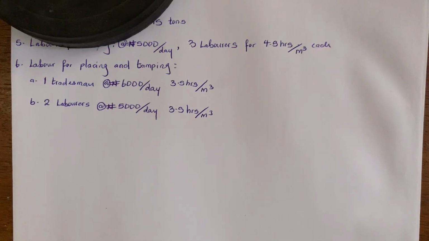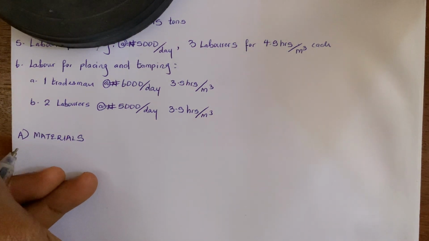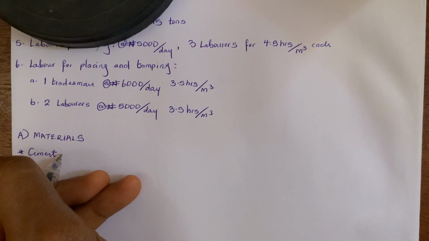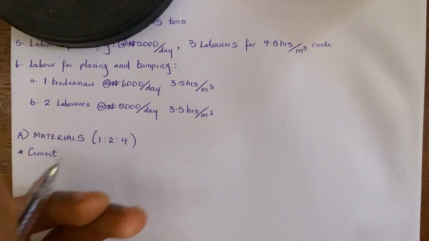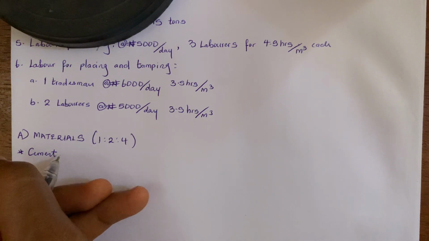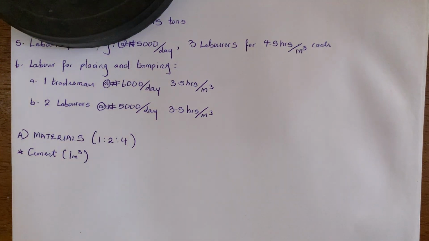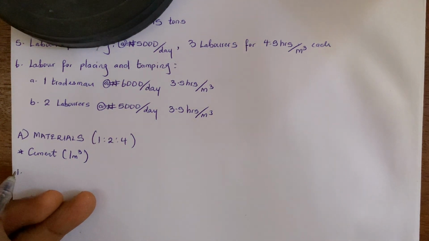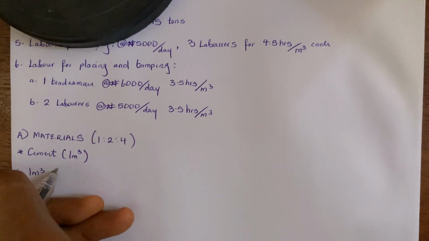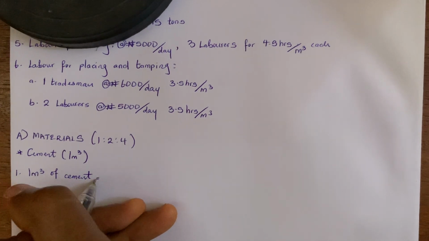So this is the information we're going to be using to build up the rate for this bill of quantity extract. The first thing we're going to be building up our rate for is the materials. The first thing in our materials will be cement. In our mix ratio, we have 1:2:4. So for the cement, the ratio for the cement is 1 meter cube of cement. So we know that 1 meter cube of cement is equal to 28.8 bags.